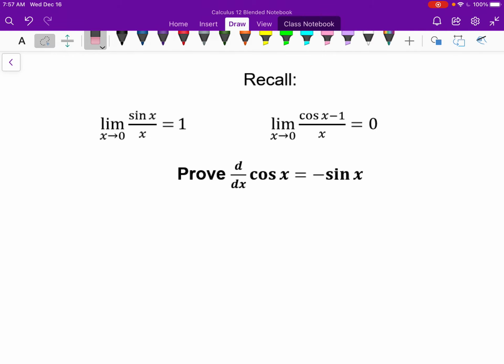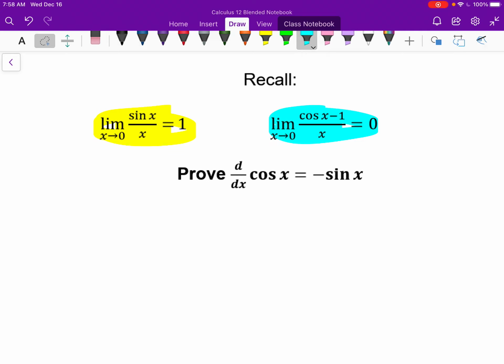First, I need to go back to two limits that we've seen before, especially this one. The limit as x approaches 0 of sine x over x is 1. That was proven using the squeeze theorem earlier on. But more important than the proof is just knowing that's true. And this limit right here is going to come into play somewhere. That's less important, but it has come up, I think, just once in a previous lesson. Either way, the limit as x approaches 0 of (cos x minus 1) over x is 0.